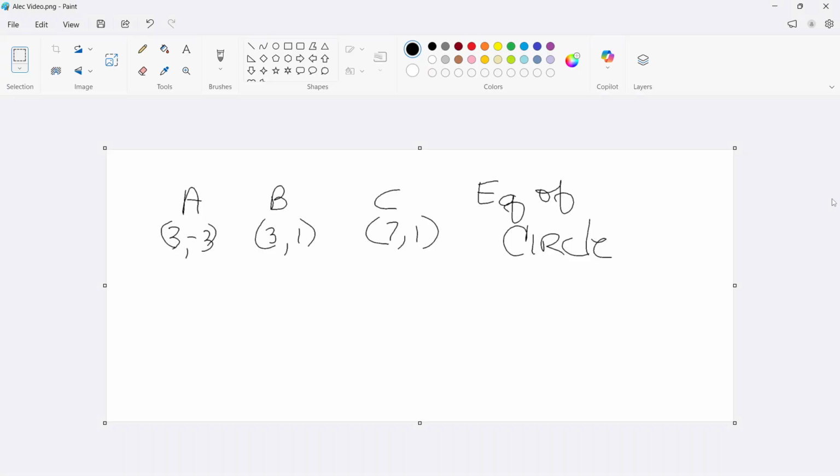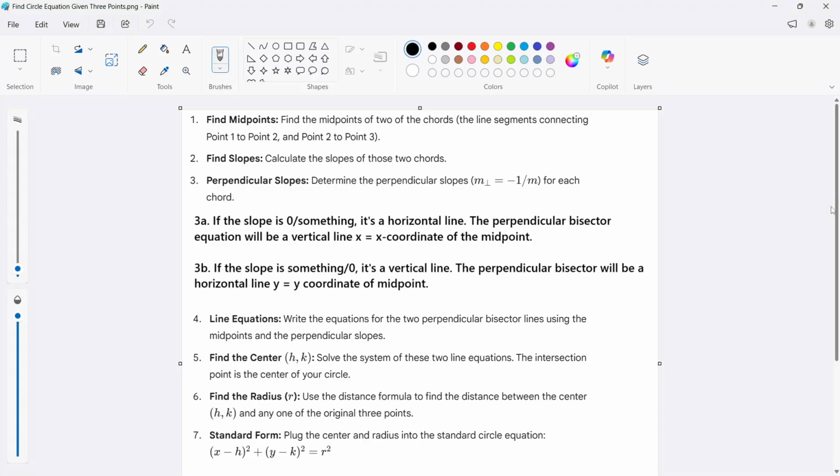This is a geometry problem. They give me three points and they want me to find the equation of a circle. I've got steps for doing this. Here are the steps. You can take a screenshot. Let me make sure all the steps are there. Yeah, all 7 steps. Take a screenshot of that so you have the steps written down.